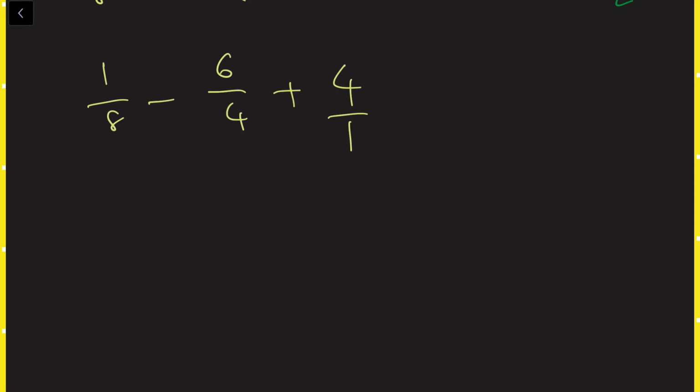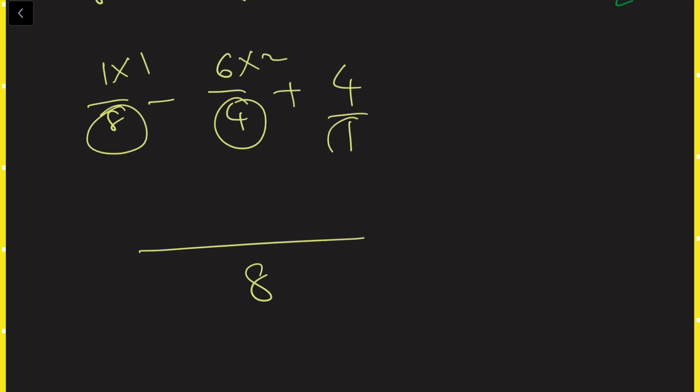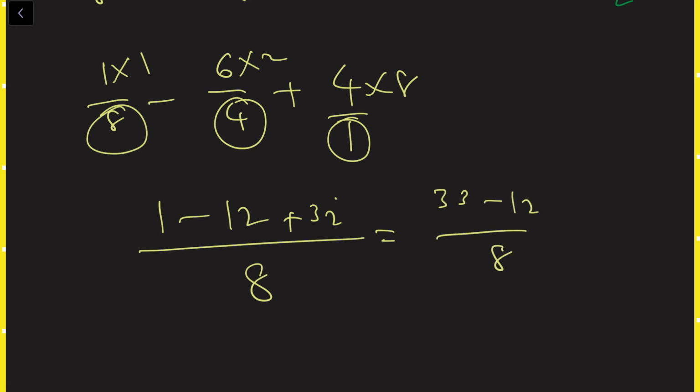All the denominators are different, so LCM of 8, 4, 1 is 8. In 8 table, where 8 will come? 1s are. In 4 table, 2s are. In 1 table, 8s are. So 1 1s are 1, minus 6 2s are 12, plus 4 8s are 32, which is equals to 32 plus 1, 33 minus 12 divided by 8.